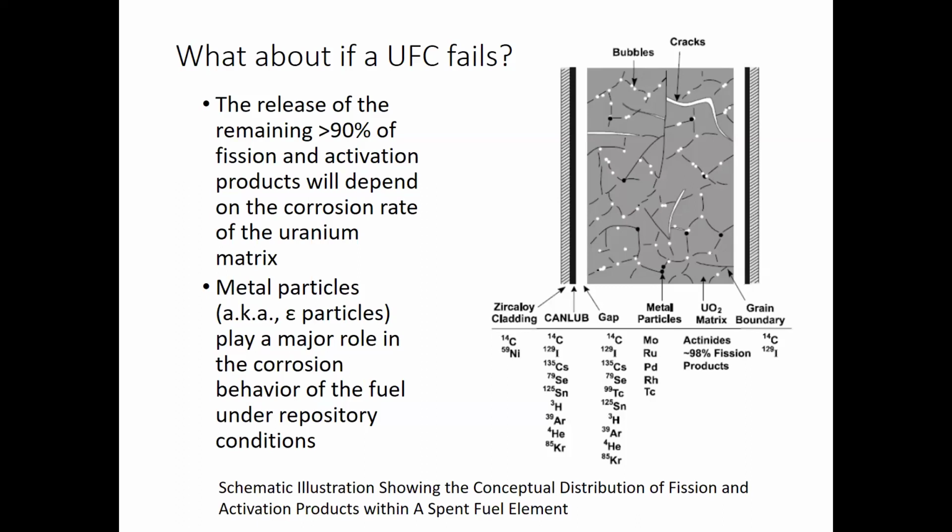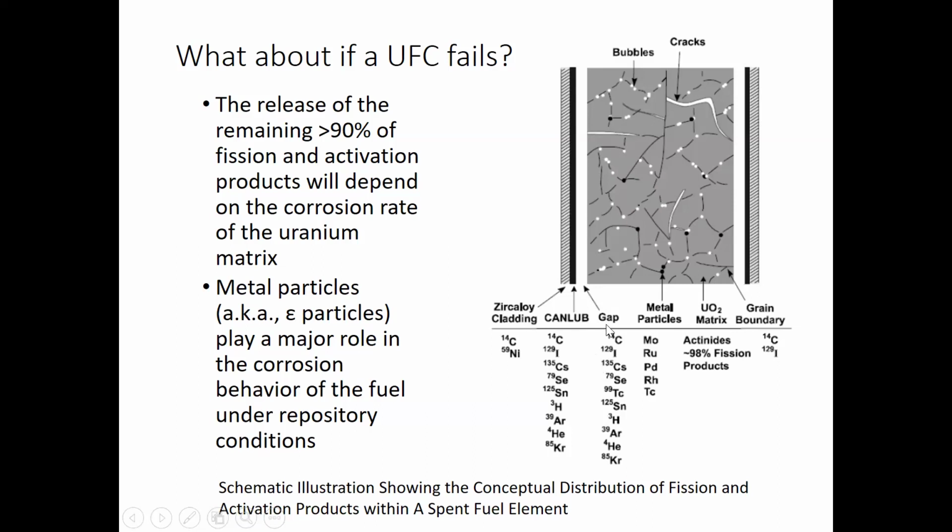There are a couple of exceptions to that. There are these metal particles that would likely segregate to grain boundaries. Those are very important. We call those epsilon particles. Don't ask me why epsilon was chosen as the Greek letter. We're just going to call them epsilon particles for this course, but they're these metallic fission product particles. And they're very important when it comes to the corrosion of this fuel. And then finally, you've got the grain boundaries and the gap between the fuel and the zircaloy itself, the can lube, and all the stuff that's contained within that.